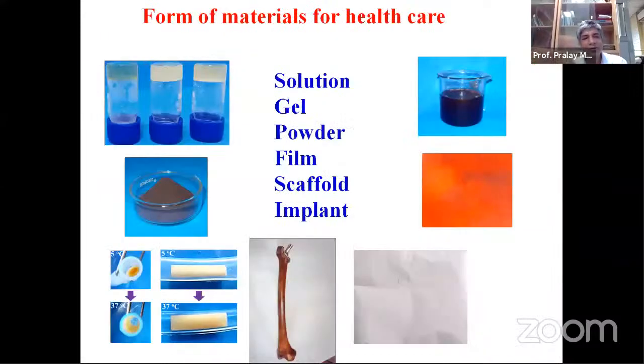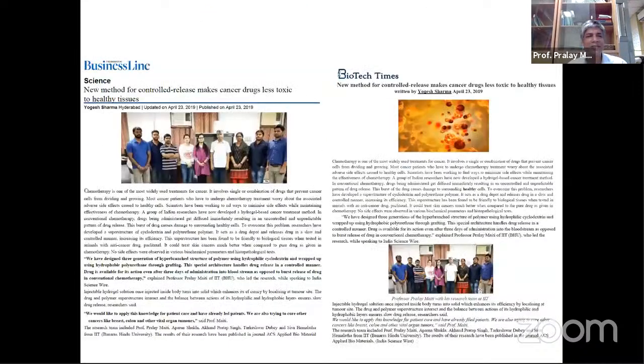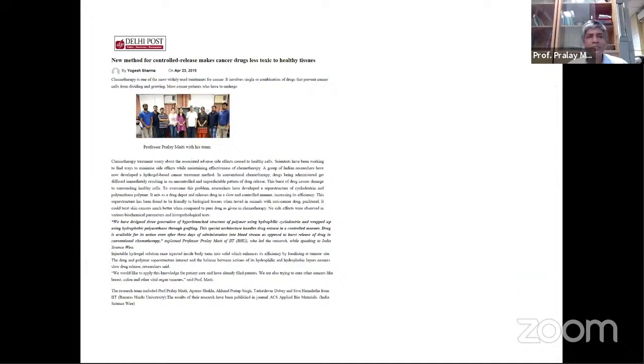Okay, to be brief, through this chemistry we can develop different kinds of materials from solutions, films, scaffolds, or some kinds of implant material, stent, and some Ayurvedic material or modified material, and then gels and so on. And through this one, I will just conclude. Okay, so this is just some of our highlights.